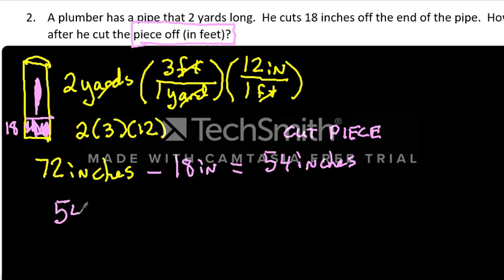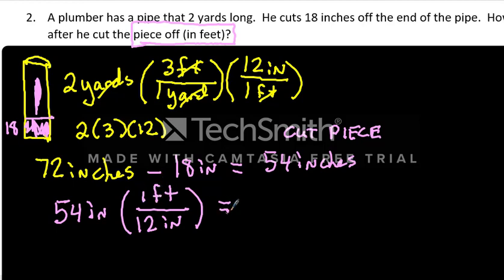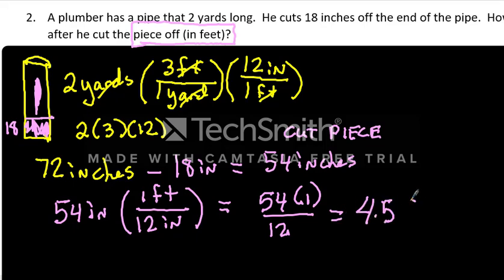Well, we take our inches, and now I can convert to feet. I know it's 12 inches for every 1 foot. And what does this mean? 54 times 1, and then on the bottom, divide by 12. And we get 4.5 feet. And there's my answer for number 2.